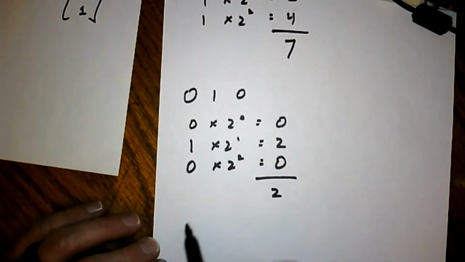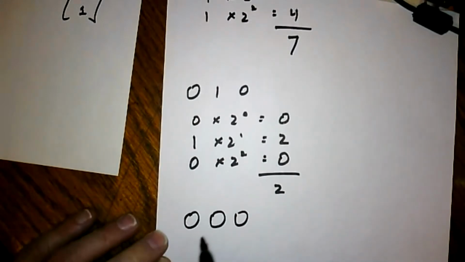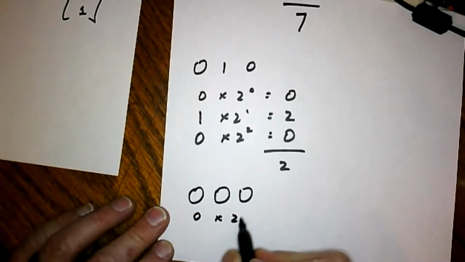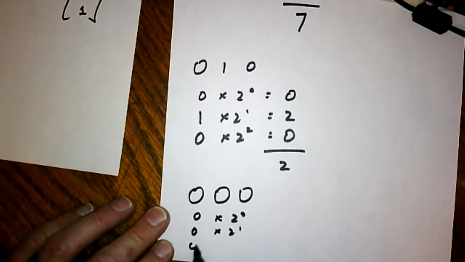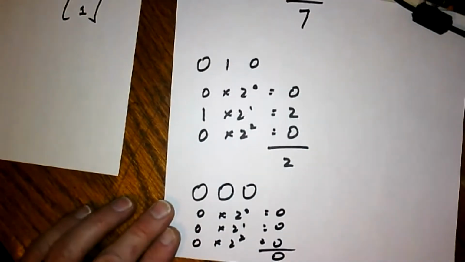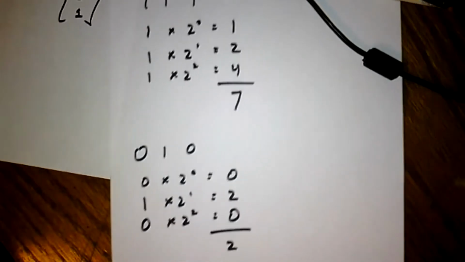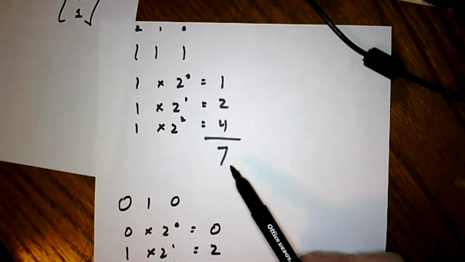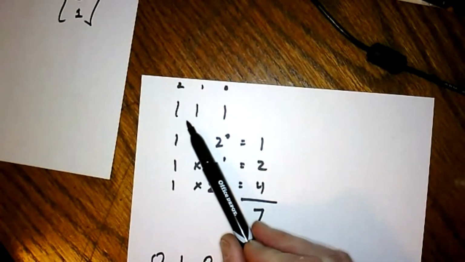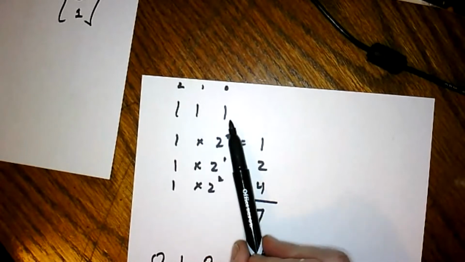But 0 is 0, 0, 0. 0 times 2 raised to 0, 0 times 2 raised to 1, 0 times 2 raised to 2, 0, 0, 0, 0. Okay. What's 1? 0, 0, 1. 2, 0, 1, 0. 3, 0, 1, 1. Okay. So you can count to 7 in binary using 3 positions.